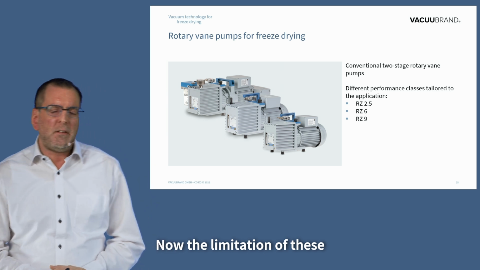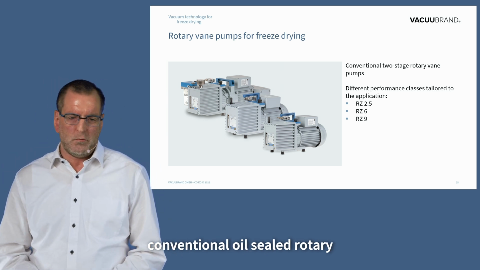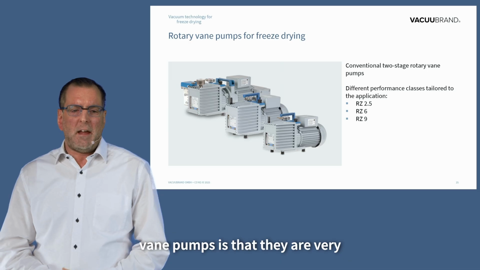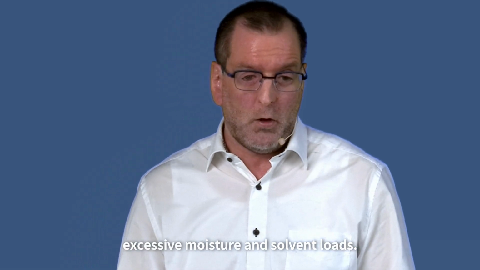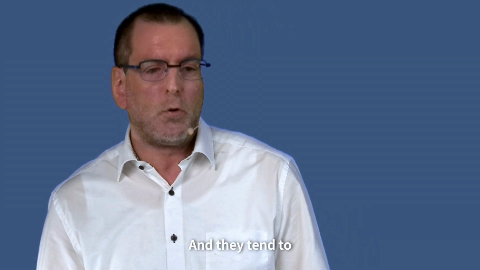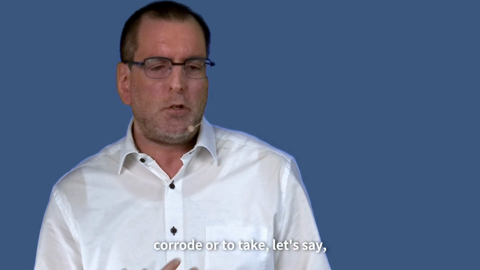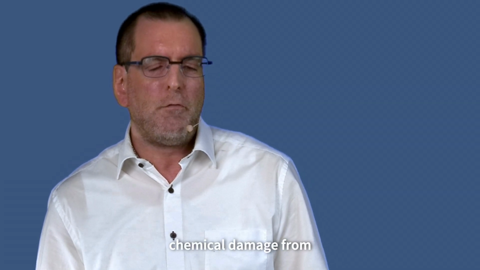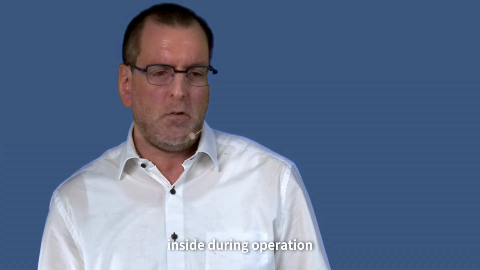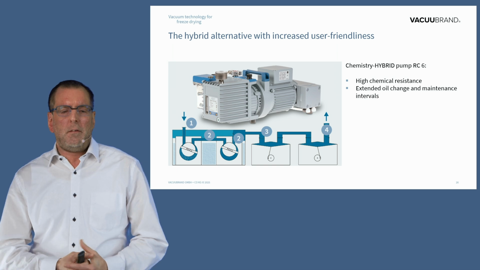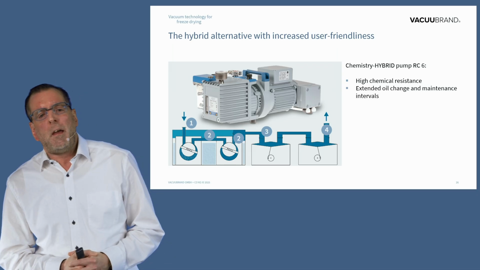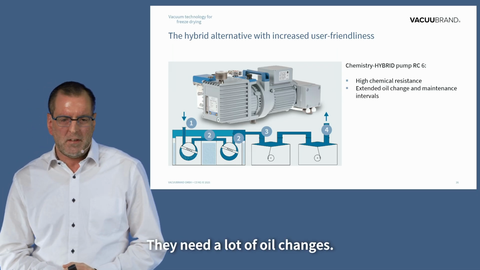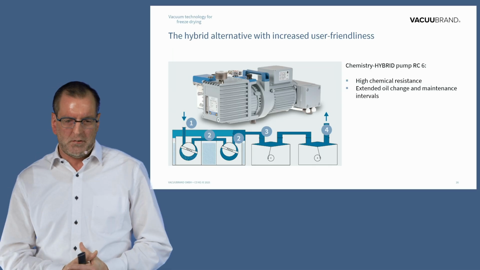Now, the limitation of these conventional oil-sealed rotary vane pumps is that they're very sensitive when catching excessive moisture and solvent loads, and they tend to corrode or take, let's say, chemical damage from condensate that builds up inside during operation and that mixes with the oil. Therefore, those conventional rotary vane pumps are relatively service intense. They need a lot of oil changes, they need a lot of service.